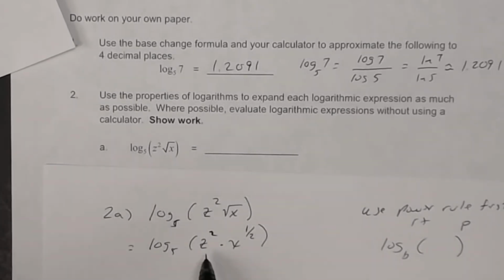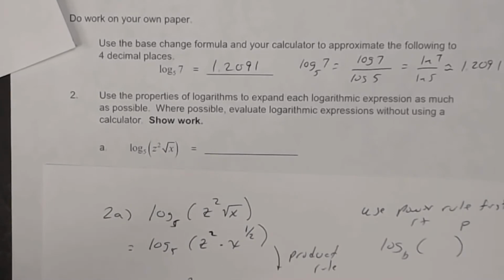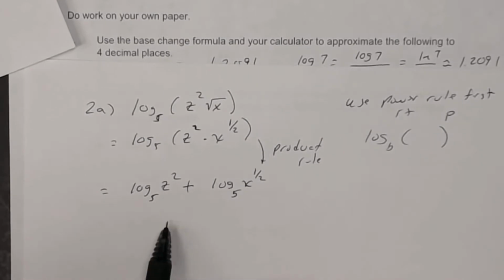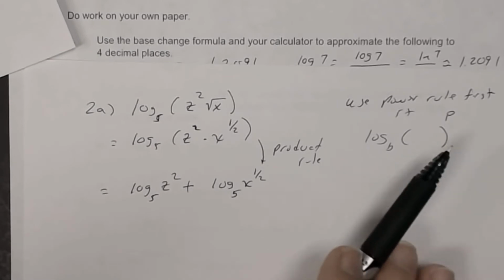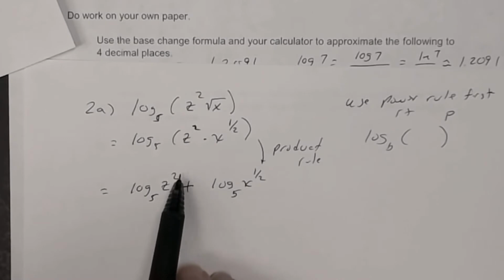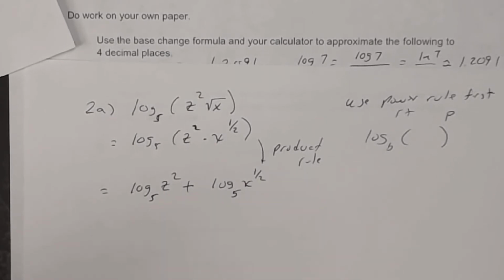All right. Now let's use the product rule. So this becomes the log of z squared base 5 plus the log of x to the 1/2 base 5, right? Okay, now I can use the power rule because I'm taking the log, and here's my expression and it's being raised to the second power. Here's my expression, it's being raised to the 1/2 power.